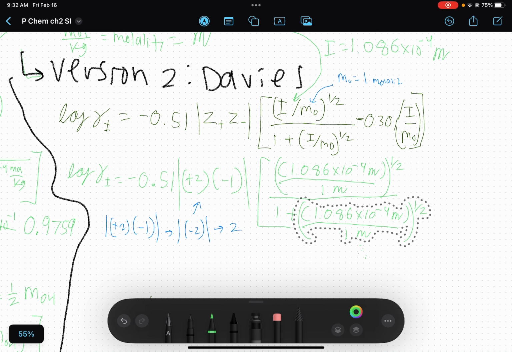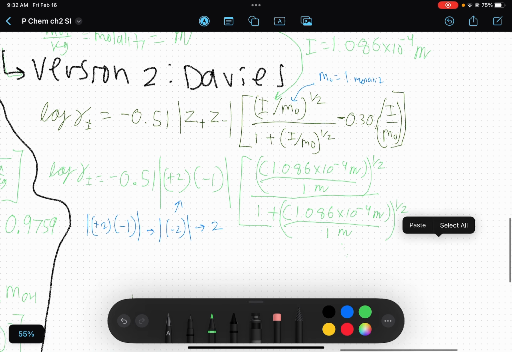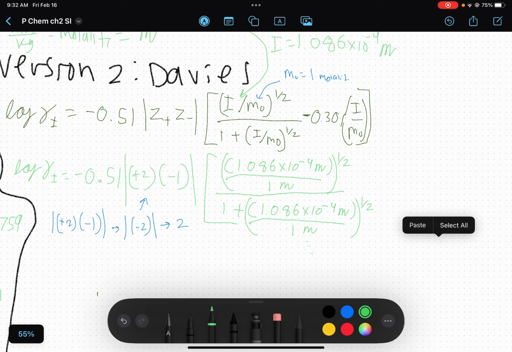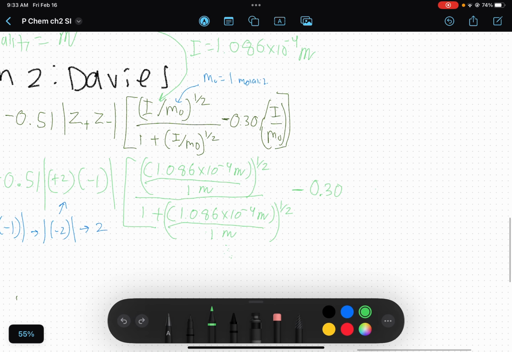Plus that times that, minus 0.310. No, not 1. I don't know where I got the 1 from. 0.30. I guess it's like a phone number, huh? Let's see if I can copy again. This time, just the inner part.